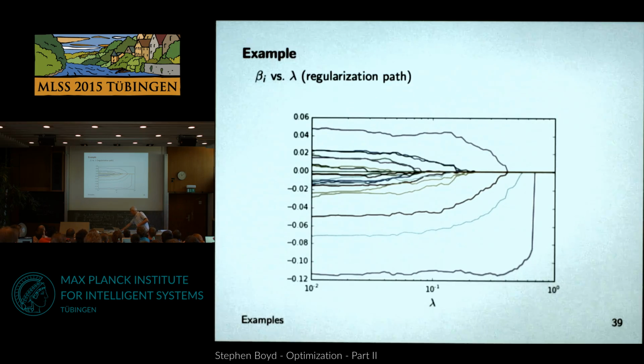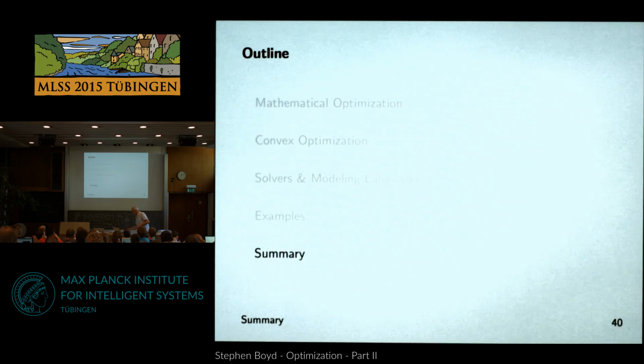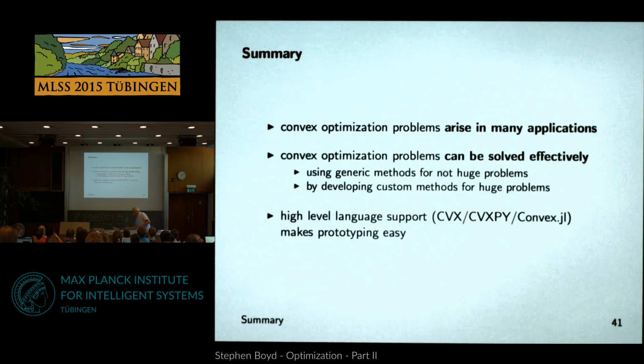So again, these are just very simple examples of convex optimization. Okay, I'll finish this up. This is part of the first lecture, but I'll finish that up now. And so the summary is something like this: convex optimization problems arise in a lot of applications, right? That's the main point. You'll see a whole lot more before tomorrow is over. And they can be solved effectively.